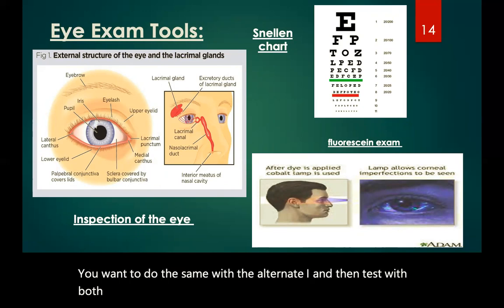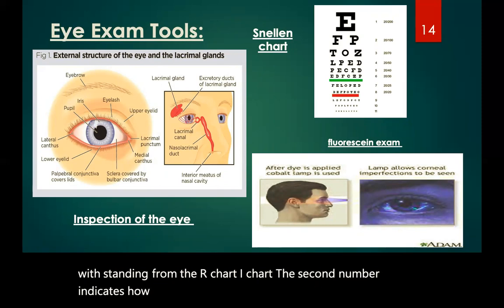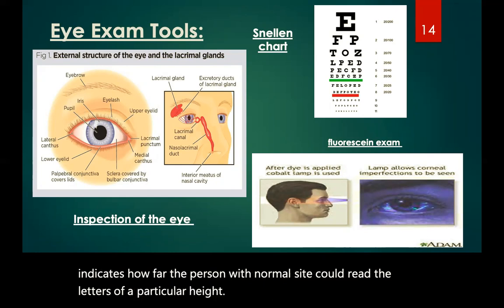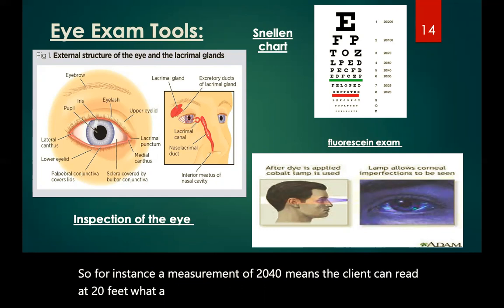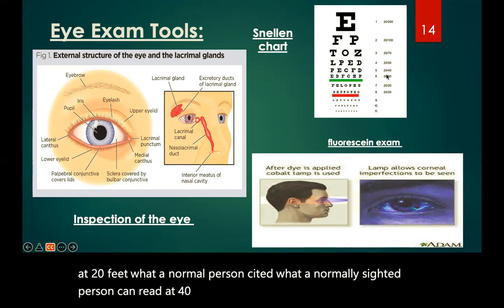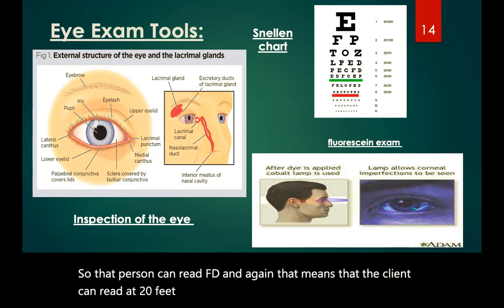Okay, the first number indicates how far the client was standing from the eye chart. The second number indicates how far the person with normal sight could read the letters of a particular height. So for instance, a measurement of 20/40 means the client can read at 20 feet what a normally sighted person can read at 40 feet. Okay, so here would be 20/40 right here. So that person can read PECFD. And again, that means that the client can read at 20 feet what a normally sighted person can read at 40 feet.